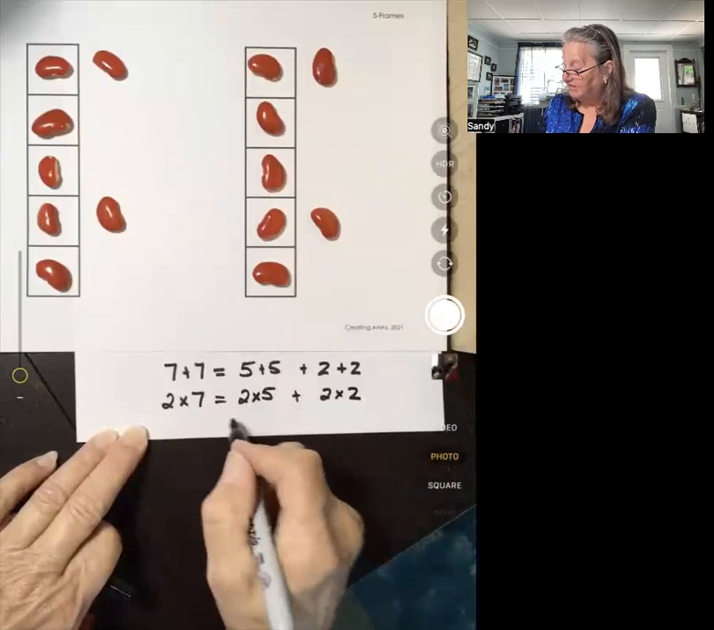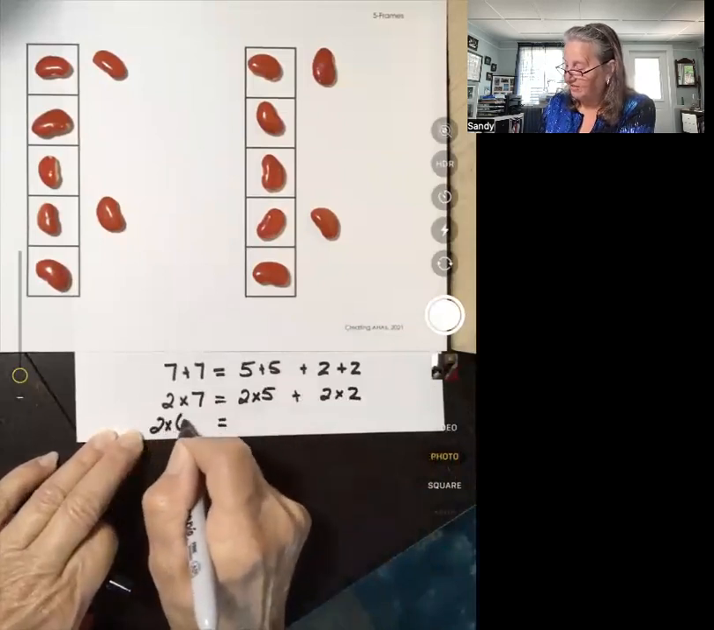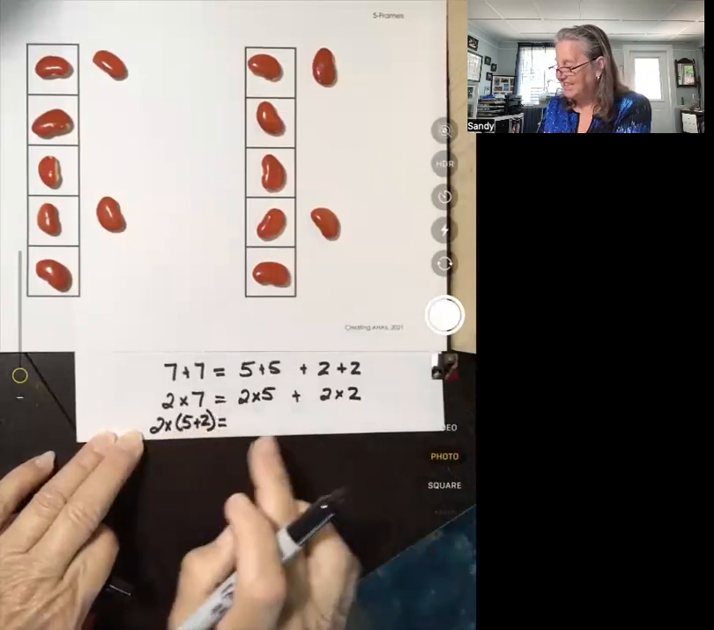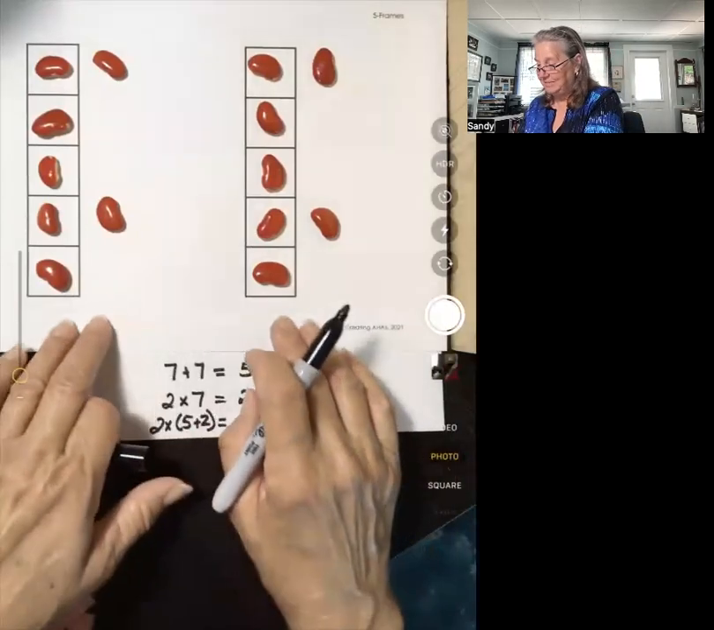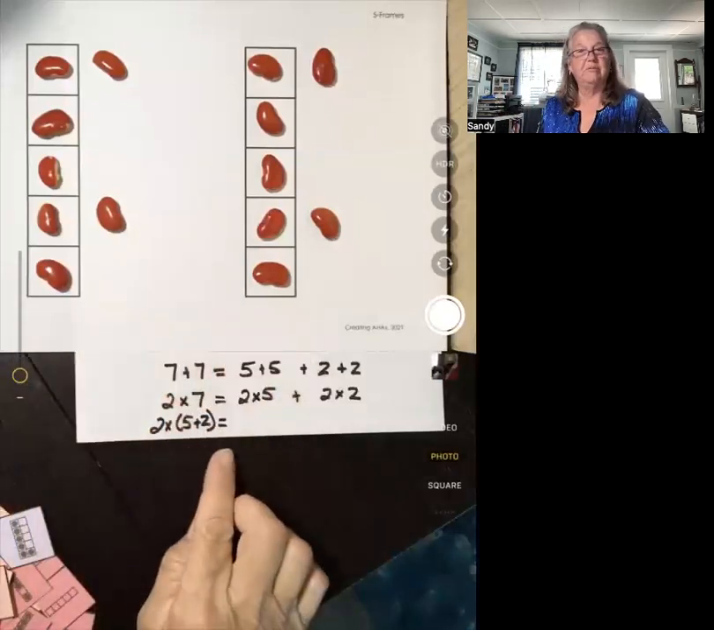How did we think of 7? Well, we thought of it as 5 put together with 2. See, this is the distributive property. Using this image is a very clear image for doubling, but it's also the imagery for the distributive property.